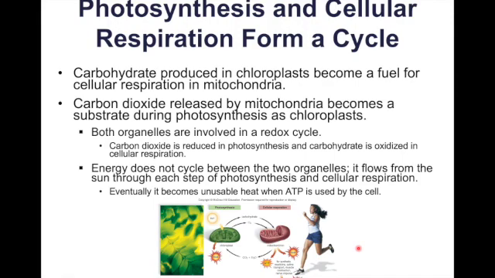And so it's all just a big cycle, right? Carbohydrates that are produced in the chloroplast become fuel for the cellular respiration of mitochondria, and then the mitochondria in our bodies are going to be releasing carbon dioxide, which is becoming a reactant or a substrate during photosynthesis. So this is basically a redox cycle, where they're feeding each other. And again, these things require each other, right? So the energy doesn't necessarily cycle between the two organelles, though. It flows from the sun, right? So the sun is what's providing all this energy. And again, eventually everything becomes unusable heat when the ATP gets used by the cell. So it's always going to get lost, and we're always increasing our entropy as we go. And that's that one.